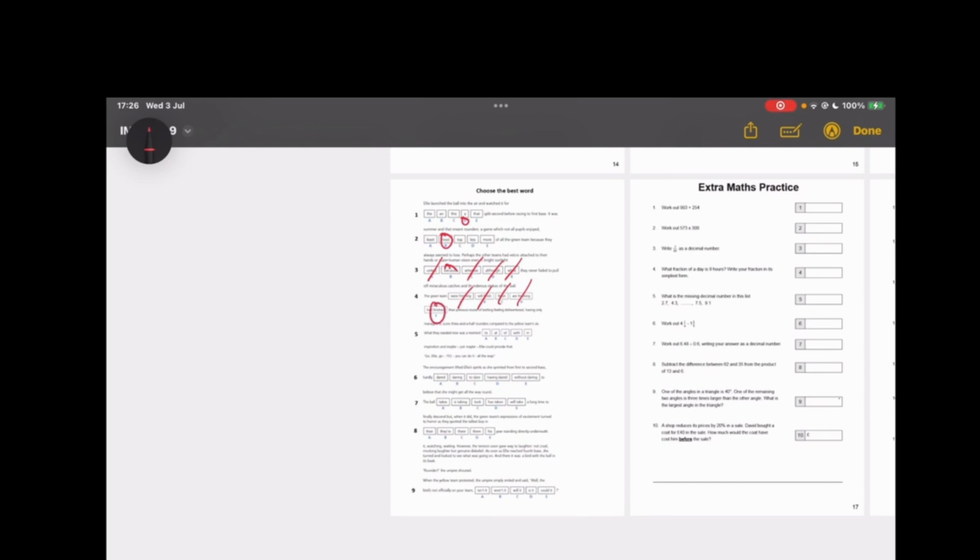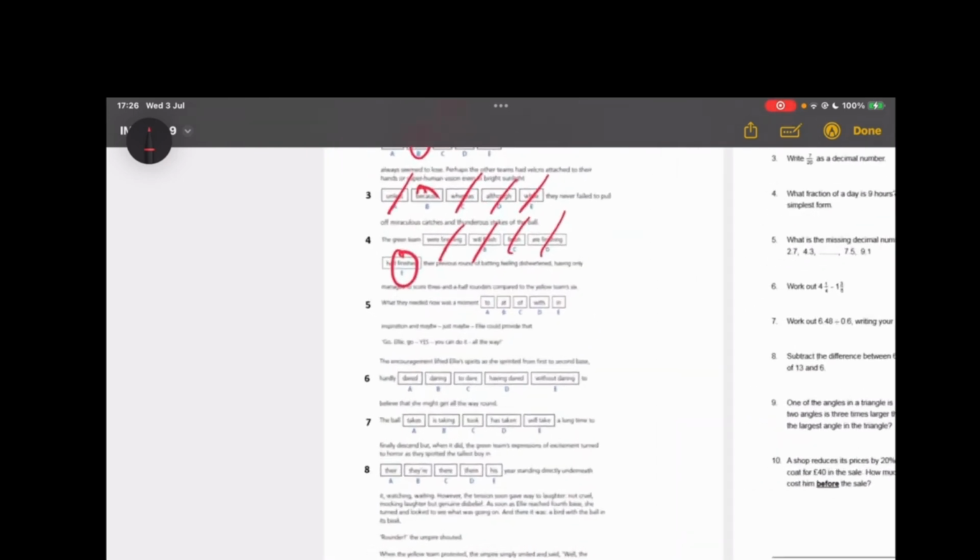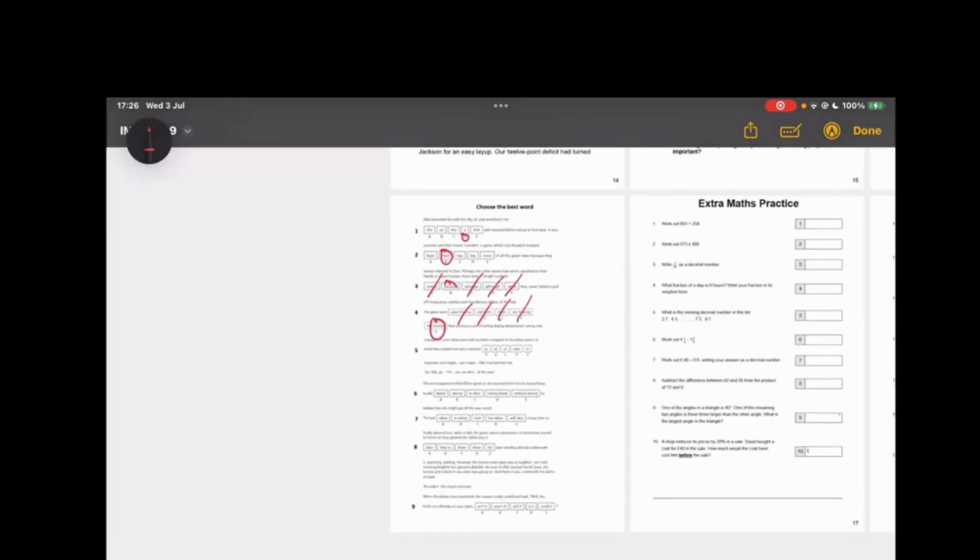Okay, 5. What they needed now was a moment, something, inspiration, and maybe, just maybe, Ellie could provide that. Or Ellie. Go, Ellie, go. Yes, you can do it all the way. The encouragement lifted Ellie's spirits as she sprinted from first to second base. So this one is that what they now needed was a moment of inspiration. So not moment to inspiration, moment at, moment with, moment in, it's moment of inspiration.